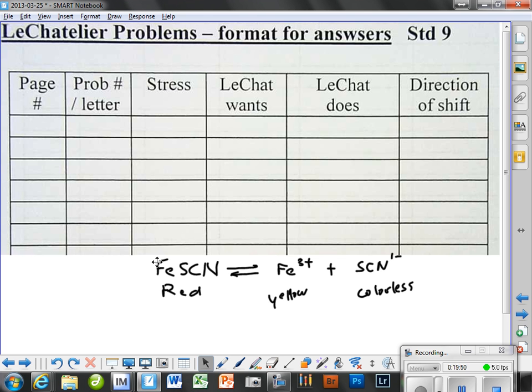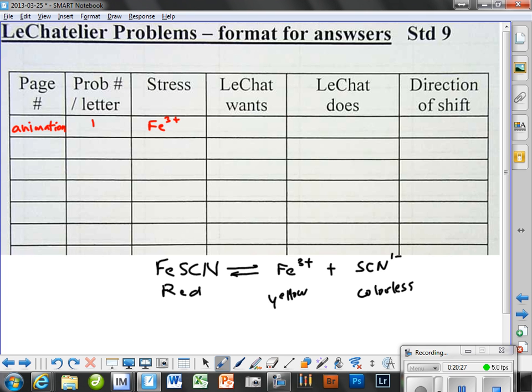All right, now, here we go. This is animation 1. And for the stress, I'm going to do several different stresses. First of all, we will add Fe. So Fe, the way we're going to write it here, when we add Fe, the iron 3.